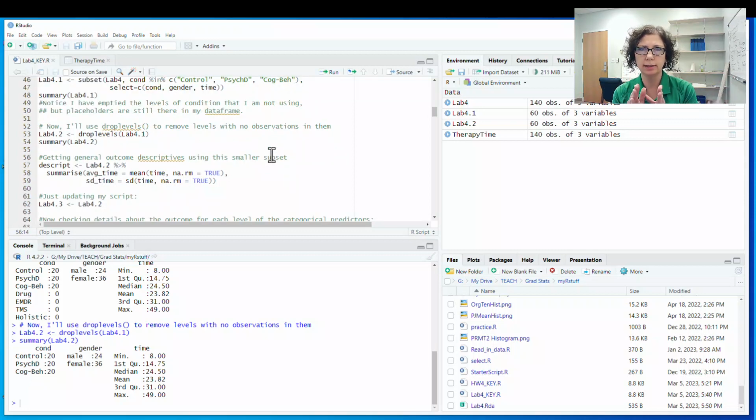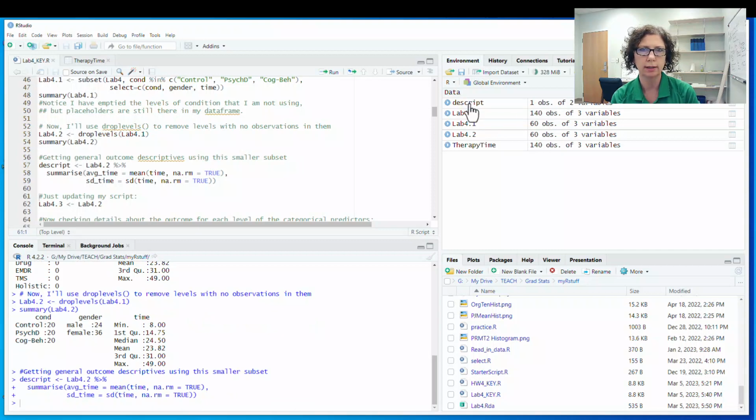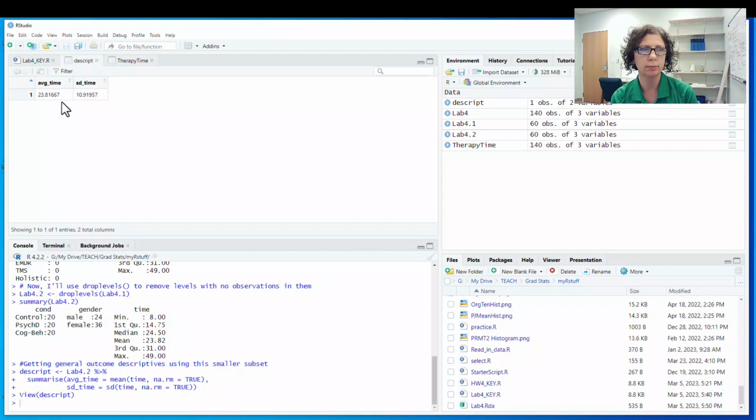I've gotten my subset, which is what I needed to condense what I'm looking at. And now I'm ready to get descriptives on the levels of time in therapy for each of those gender and therapeutic condition variables. So first, I just want to find out average time and the standard deviation for time. And I called that descript. So average time with this subset is 23.82 and standard deviation 10.92.